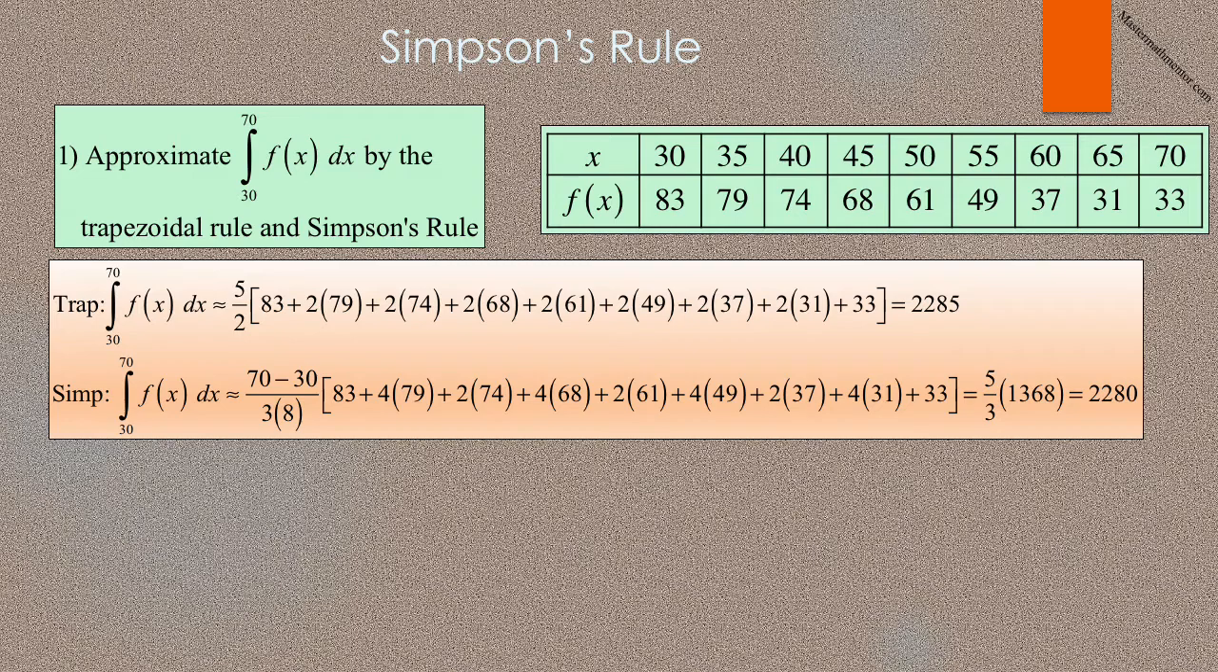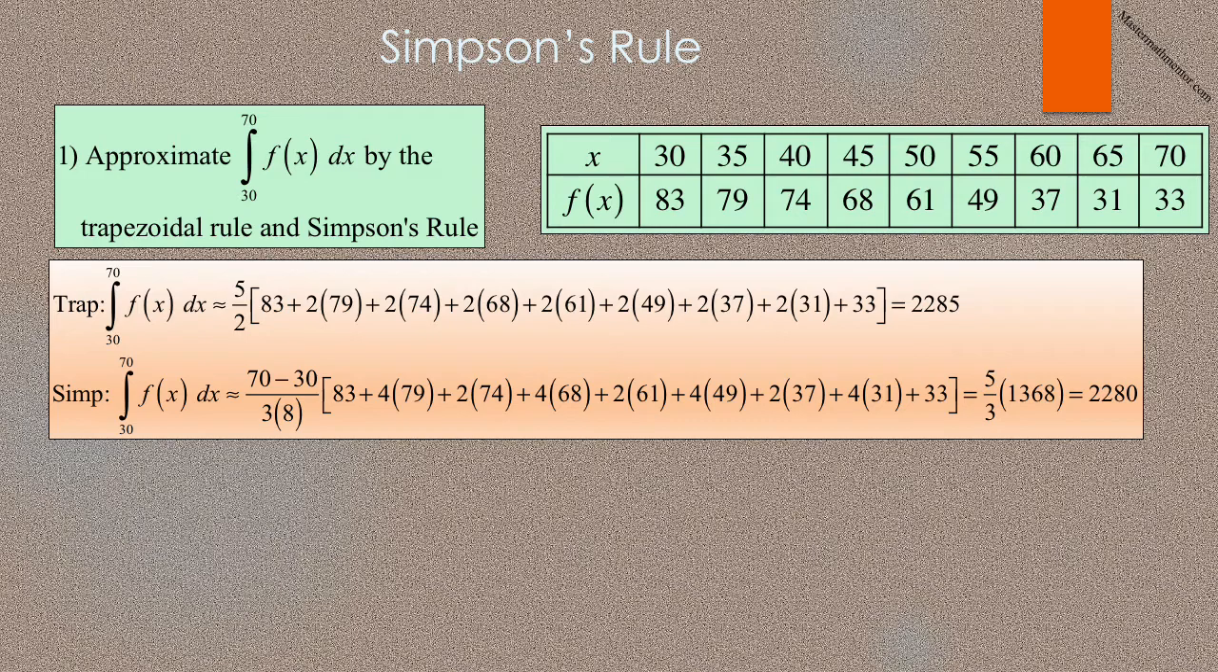5/2 times 83 plus 2 times 79 plus 2 times 74 plus 2 times 68 plus 2 times 61 plus 2 times 49 plus 2 times 37 plus 2 times 31 plus 33. And that gives us 2,285. For Simpson's rule, there are 9 data points, meaning that there are 8 intervals, and that is even, so we can use Simpson's rule in its entirety.